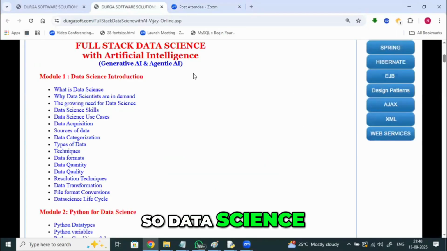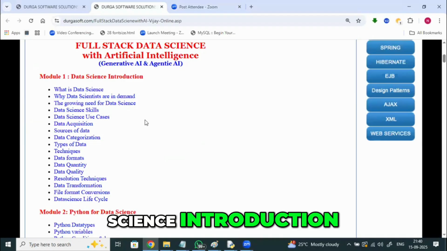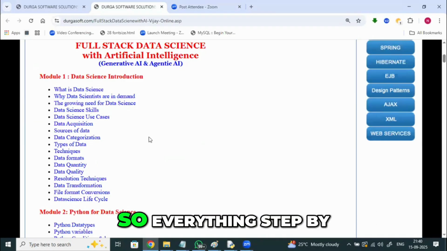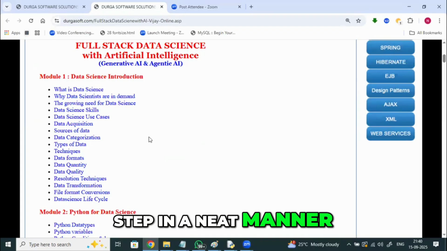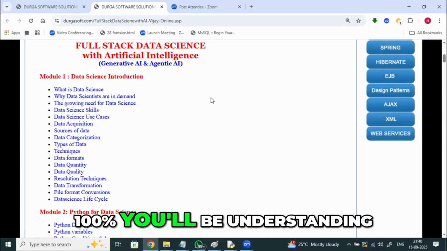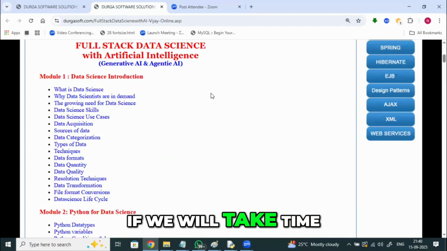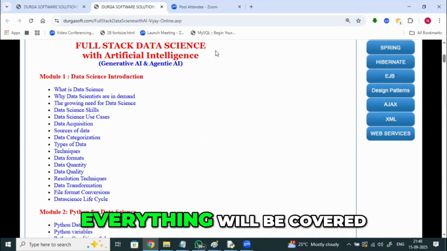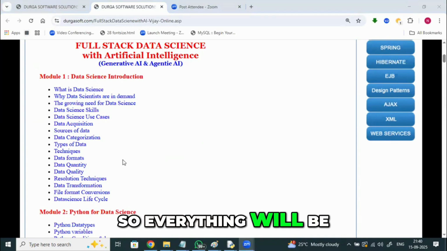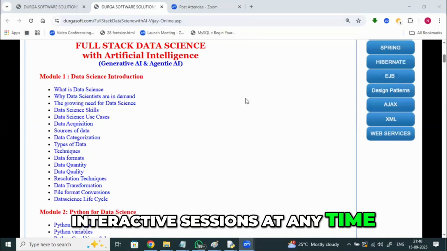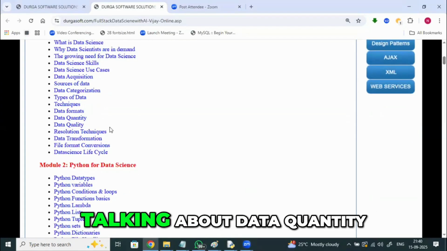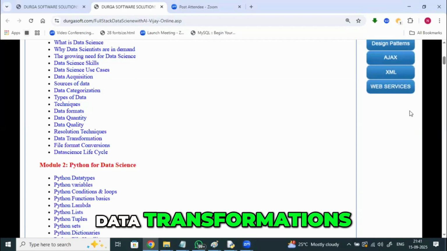So data science, starting with the data science introduction, growing need of data science skills, use cases, sources of data. Everything step by step in a neat manner, each and everything you will understand 100%, right? That's why we'll take some extra sessions where even the prerequisites will be covered. Everything will be interactive sessions; at any time you can ask queries, you will be kept in unmuted status. Talking about data quantity, quality, data transformations.